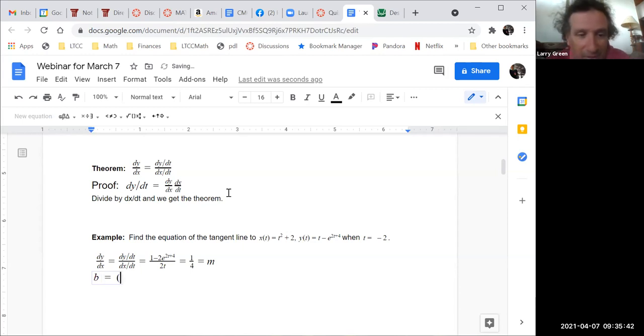B is equal to, well, that's just the x and y coordinates, right? I plug in negative 2 for t, and you get negative 2 squared plus 2, which is, shouldn't need a calculator for that. Okay, negative 2 squared is 4. 4 plus 2 is 6. Comma. Okay, and then we're going to plug in negative 2, which we already noted that e to the negative 2 times negative 2 plus 4 is just 1. So we just get negative 2 minus 1, which is negative 3.